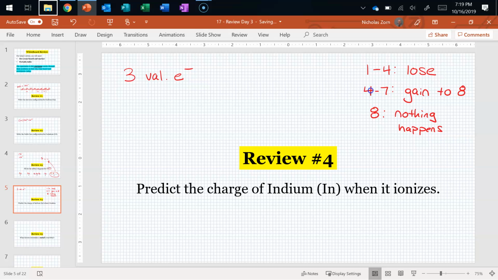It's going to lose those. So my charge, since we have 3 valence electrons, is going to be, since I'm losing, a positive 3 charge. We're losing electrons, and if we have more protons than electrons, we end up with a positive charge.